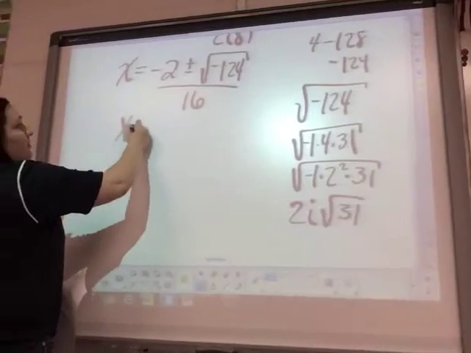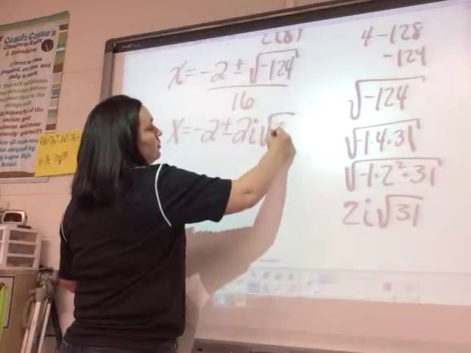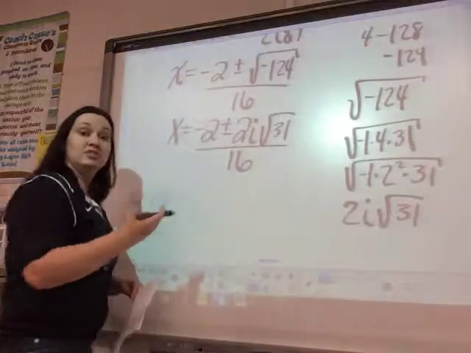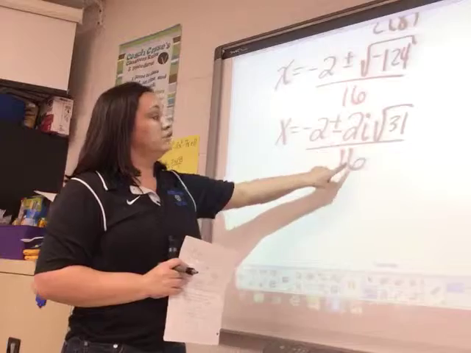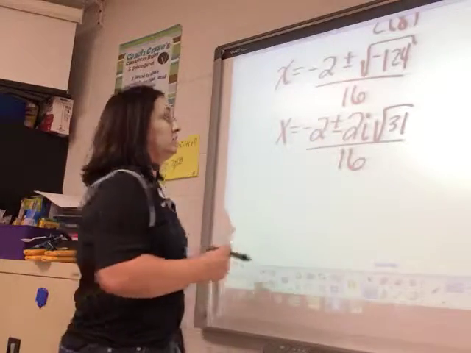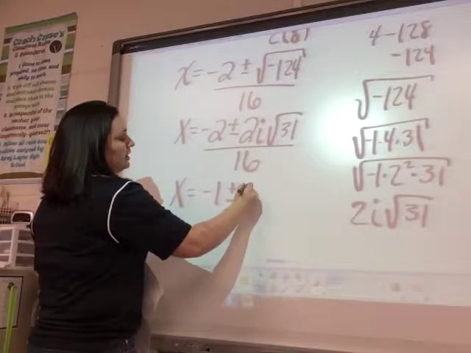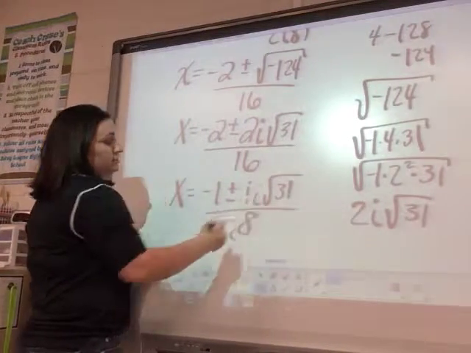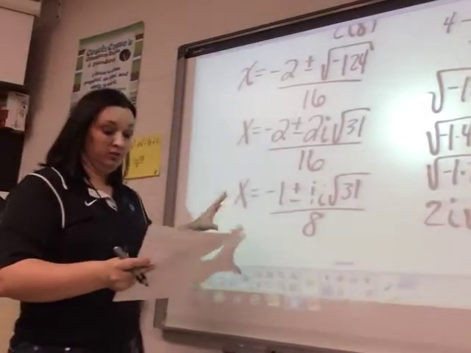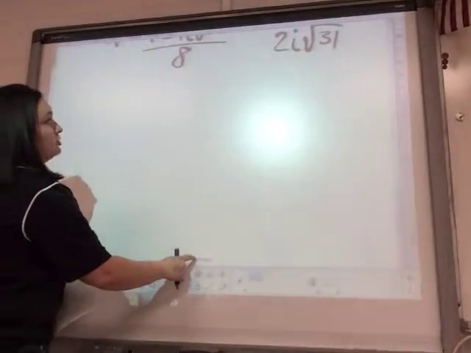Bring it back over here to have x equals negative 2 plus or minus 2i radical 31 over 16. This is your answer, but you have to reduce. Look at your whole numbers. 2, 2, and 16 are all divisible by 2, so it's going to be negative 1 plus or minus 1i radical 31 all over 8. So those are my two imaginary solutions. So for this quadratic, we found two imaginary.